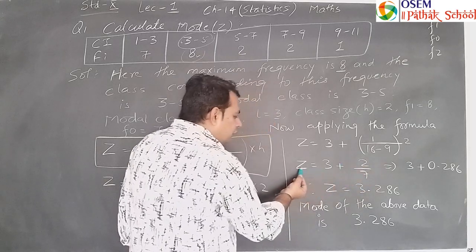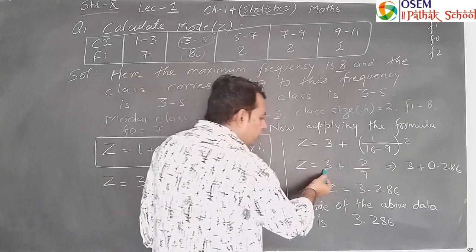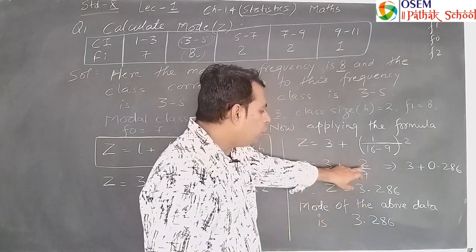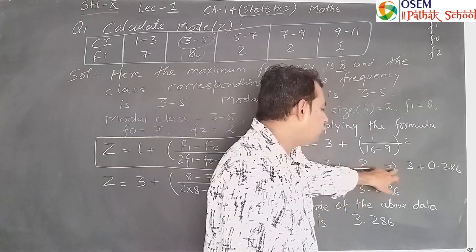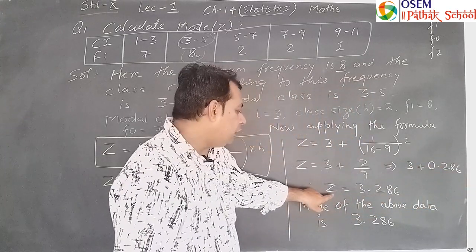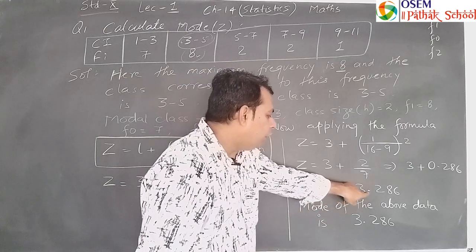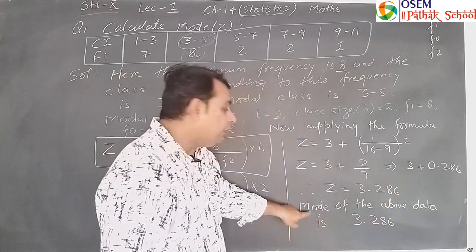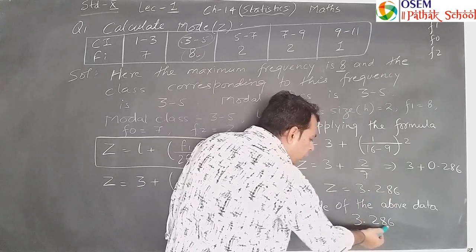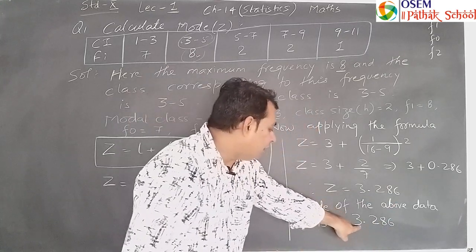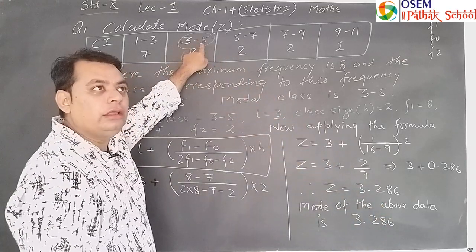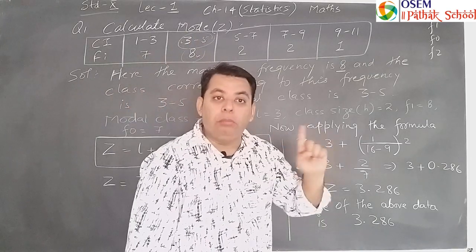So now we got the answer that Z, that is the mode, equals 3 plus 2 upon 7. So I have done the division: 2 divided by 7 equals 0.286, so Z equals 3.286. So we got the answer that the mode of the above data is 3.286. Now you can see that 3.286 comes in between this class only. So this is the way to take out the mode.